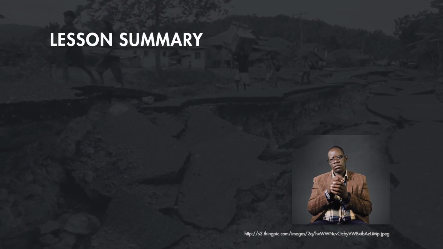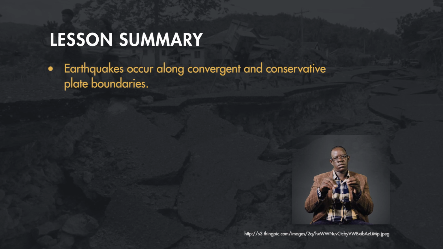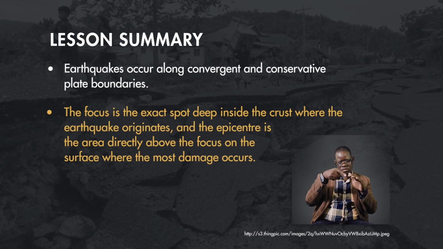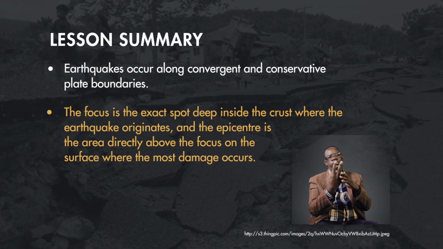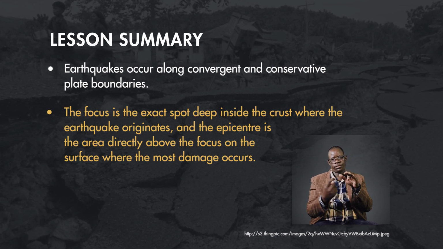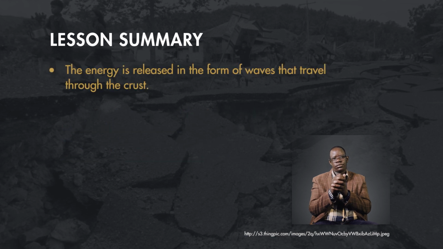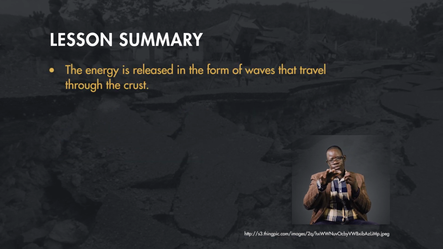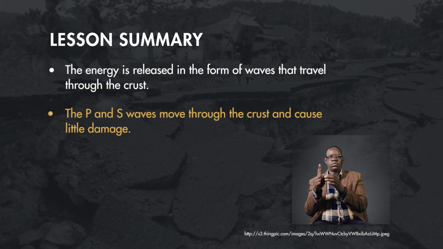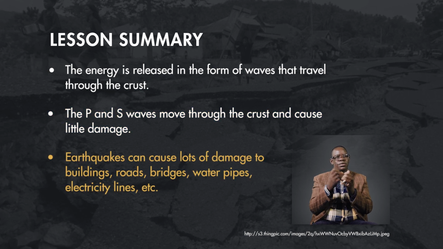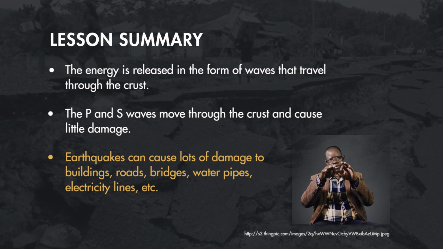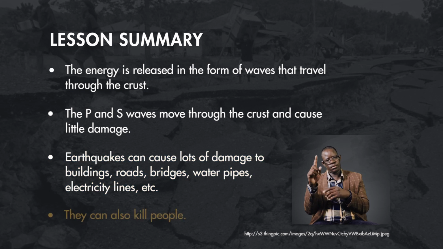Viewers, let's summarize. Earthquakes occur along convergent and conservative plate boundaries. The focus is the exact spot deep inside the crust where the earthquake originates, and the epicenter is the area directly above the focus on the surface where the most damage occurs. The energy is released in the form of waves that travel through the crust. The P and S waves move through the crust and cause little damage. Earthquakes can cause lots of damage to buildings, roads, bridges, water pipes, electricity lines, etc. They can also kill people.